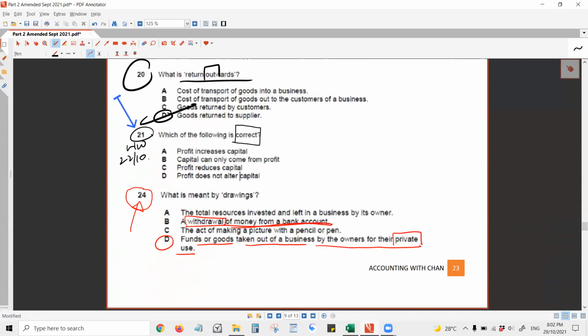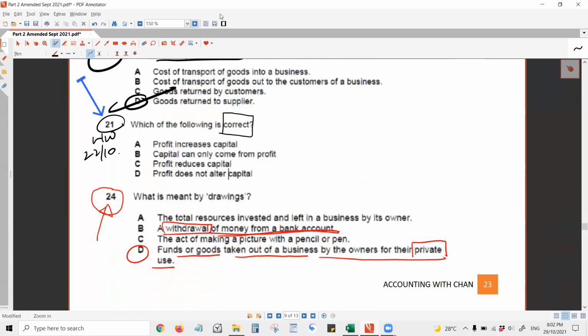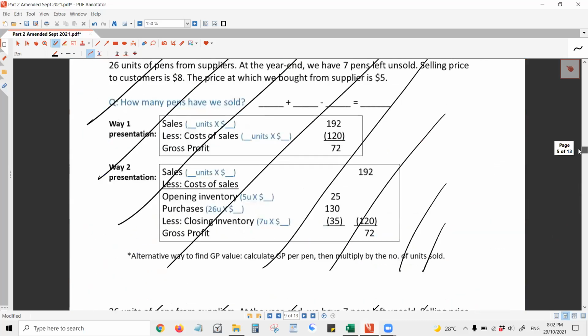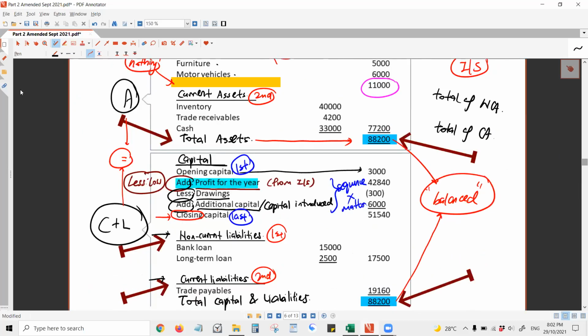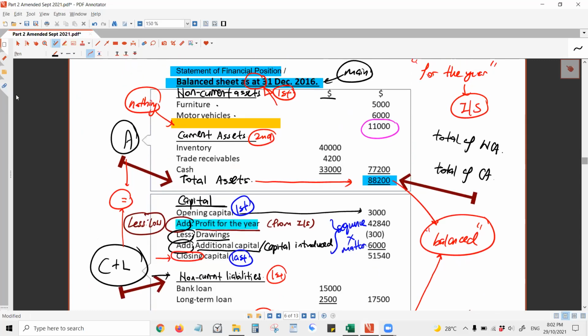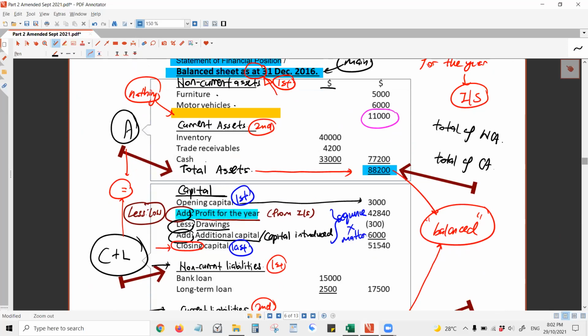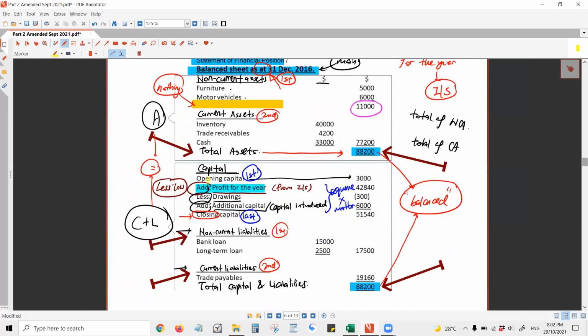Okay, if you go through the options here, A, B, C, and D, they keep mentioning profit and capital, right? Profit, capital, profit, capital. So you have to understand the relationship between these two items. You can understand this by observing what you have for the SOFP. In the capital section, you see profit for the year is always added to the capital section, right?